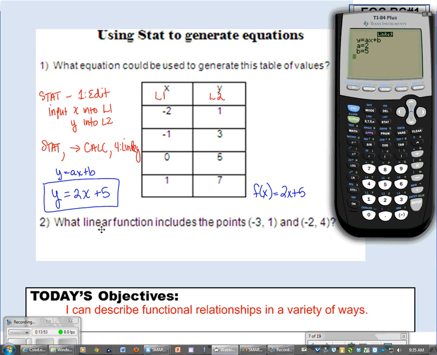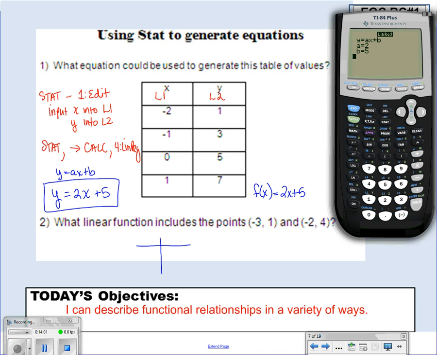Okay, number 2 is exactly the same thing, except it's giving you points. The points are not in a table. So the first thing you need to do is set up a table. Just draw a real quick table. Put an X column and a Y column. Take the first point, and we're going to write it in our table. So -3, 1. Second point, write it in your table, -2, 4. So now this problem is exactly like the top one. We're going to put our X's in the L1 and our Y's in the L2.